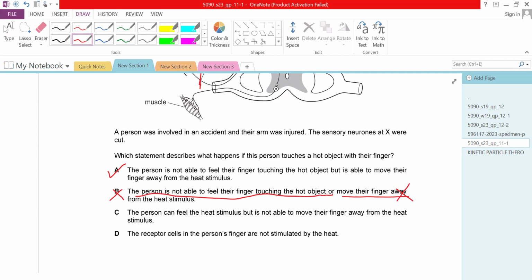Option C, the person can feel the heat stimulus. No, the person can't feel the heat stimulus because the sensory neurons were cut. Option D is the receptor cells in the person's finger were not stimulated by the heat. So it is also incorrect.